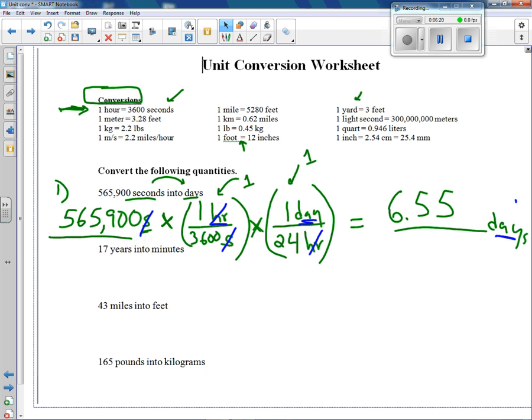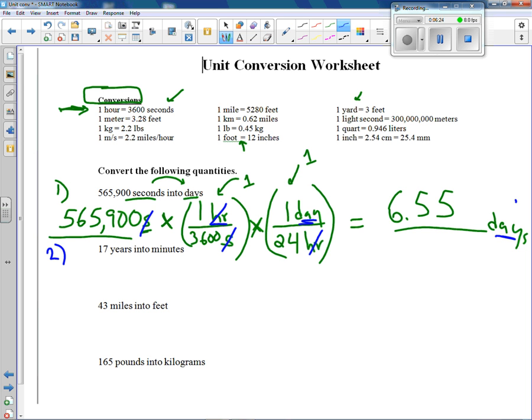17 years into minutes. We'll give this number 2. Remember, we're going to write down what we're starting with, which is 17 years. And we're going to say that we're changing that at the end into minutes. How do we do it? Same exact way we thought about doing the other one, by multiplying by 1. So I'm going to multiply by a ratio here that's equal to 1.